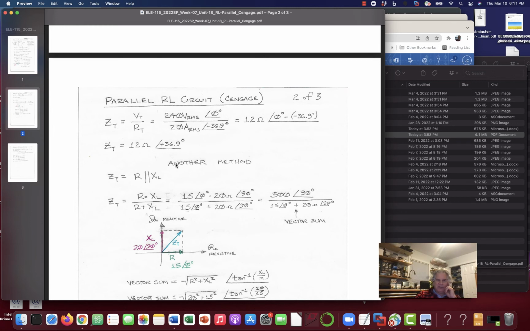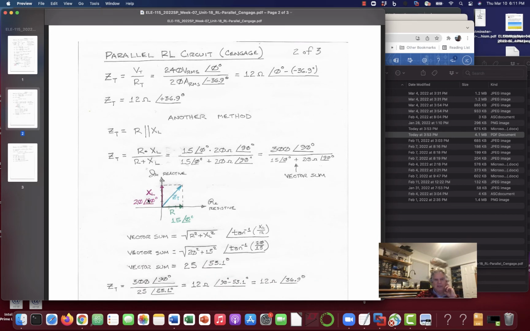Let's find the total impedance by another method. Let's put Z total as a combination of R in parallel with XL. Now, because we have two things, I'm using this product over the sum formula. You could do 1 over the quantity 1 over R plus 1 over XL, but I'm doing the product over the sum, which works for two entities in parallel.